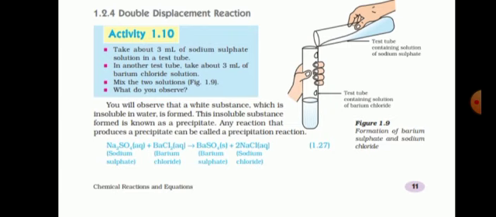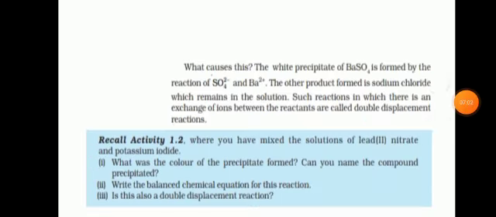Fine. So let us see what are the required materials to perform this activity 1.10. The required materials are 3 ml of sodium sulfate solution, 2 test tubes, and 3 ml of barium chloride solution. Now let us see what are the steps involved to perform this activity 1.10.